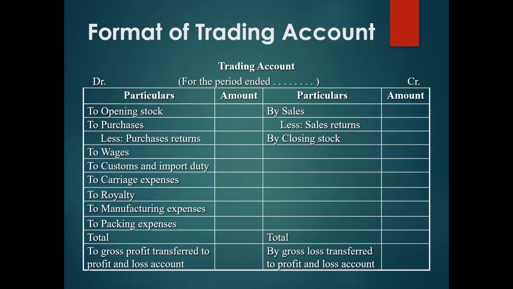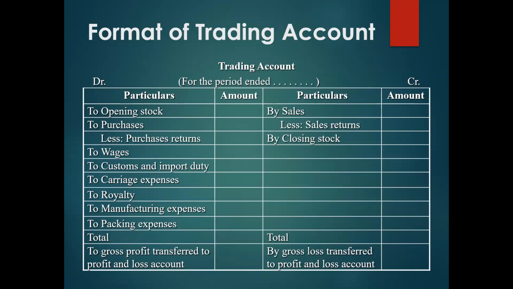Then, if you take the credit column, here whatever sales are happening are entered, because through sales, income comes into the business. So, sales less sales returns. That is, when the customer is returning the product due to various reasons, you subtract those returns and enter the amount here. And you mention the closing stock here, because closing stock is a valuable asset to the company.